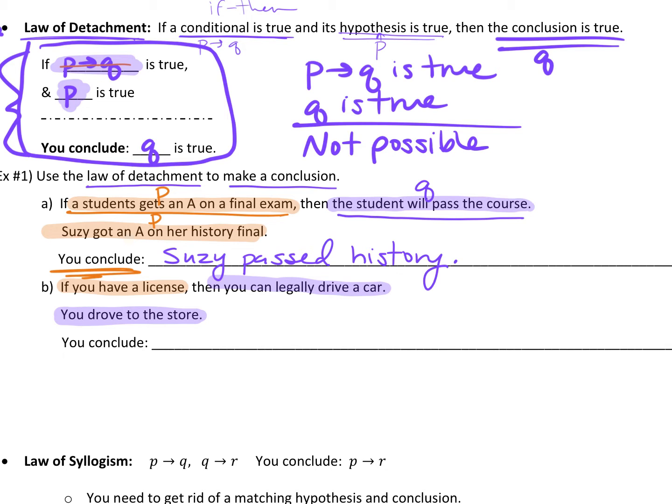But look at the situation. If P, then Q, and they told us Q was true. We have to say it is not possible to make the conclusion that that person has a license, right? You can drive illegally. It can happen. It's not wise, but it can happen, okay? So just pay attention to that.